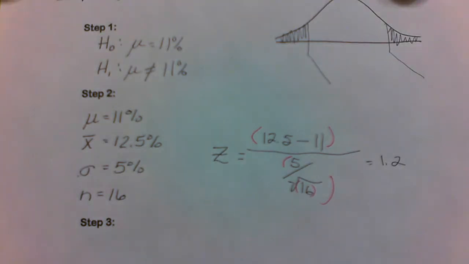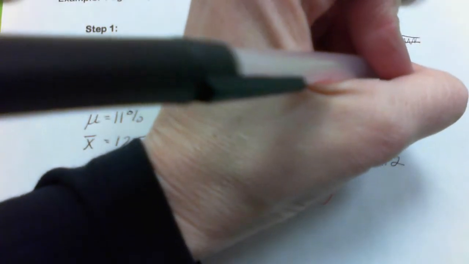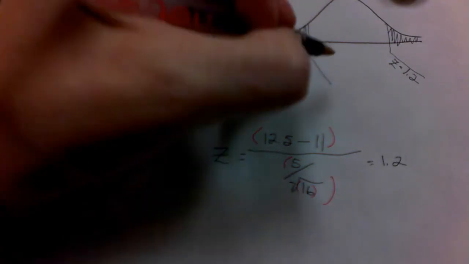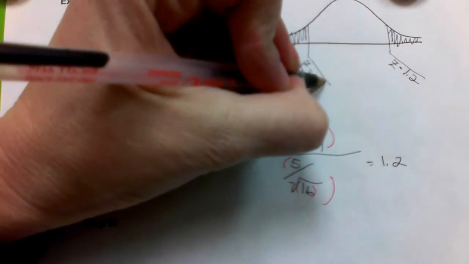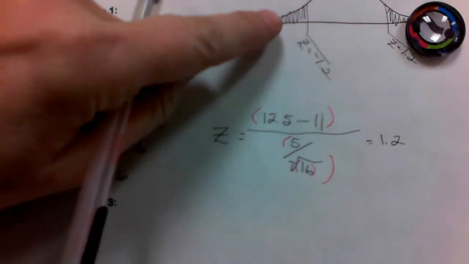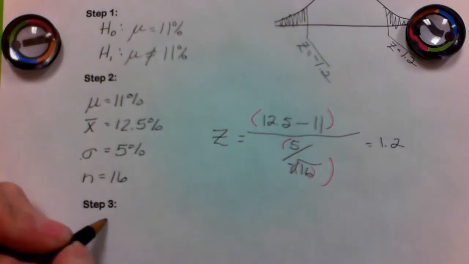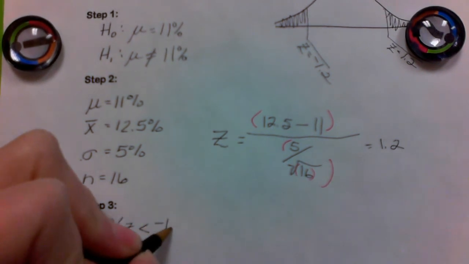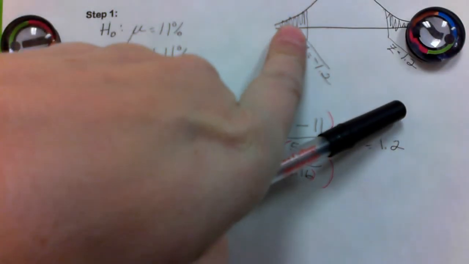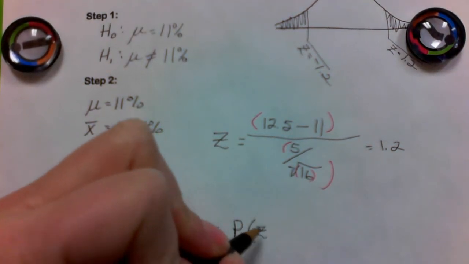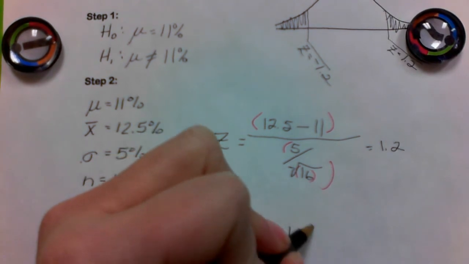Now, notice we got positive 1.2, so z equals positive 1.2, but since we have an is not equal to, it's two-tail, this is symmetrical, so I automatically know this is negative 1.2. Now, step 3 is where you have to be careful. We need to find this probability, and that's the probability that z is less than negative 1.2. And that will take care of this part. And then we're going to add that to the probability that z is greater than positive 1.2.